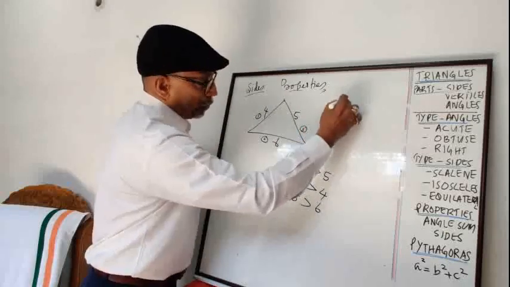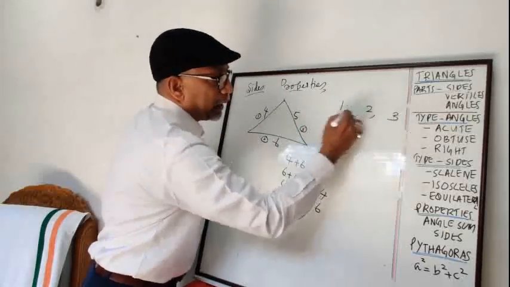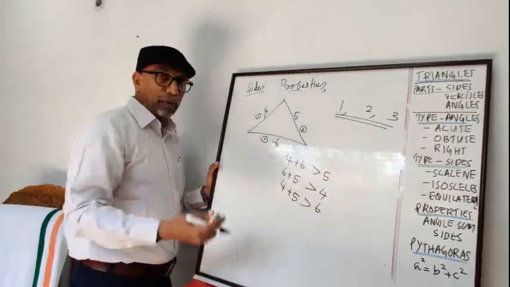Suppose 1, 2 and 3 are the three sides of a triangle. Suppose you see.